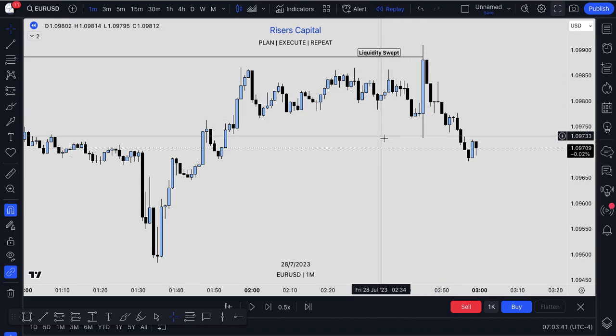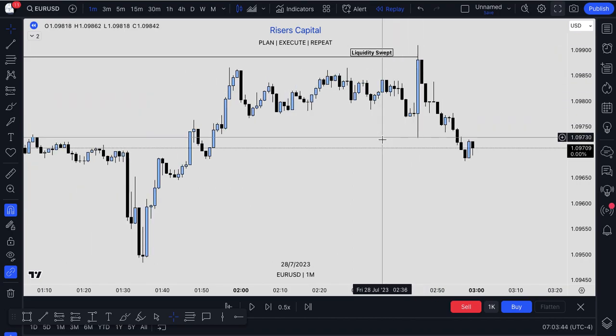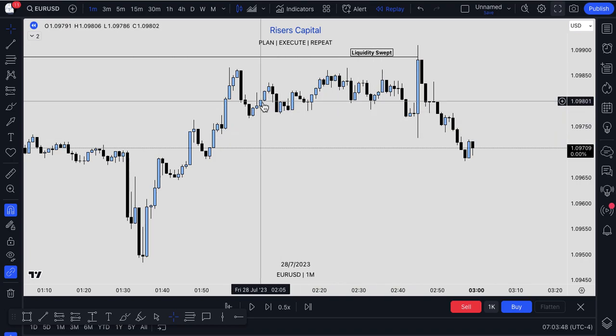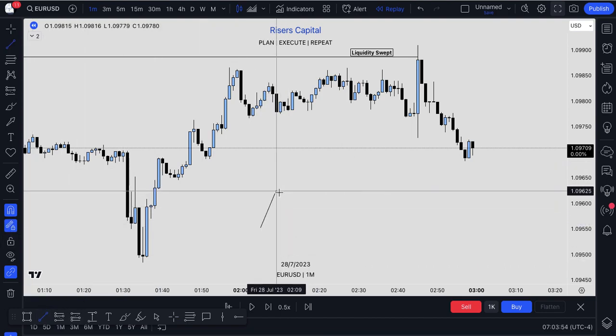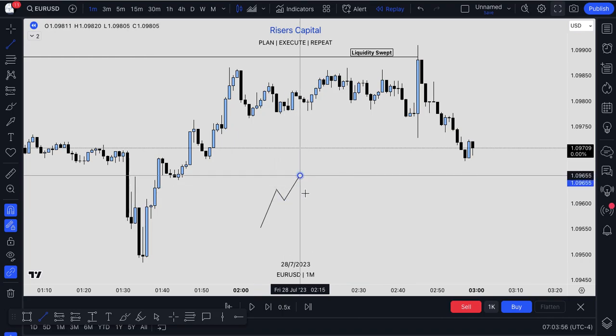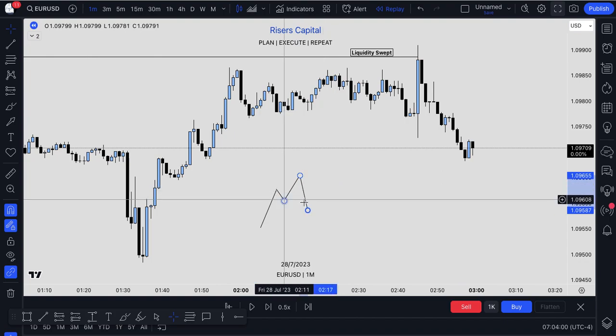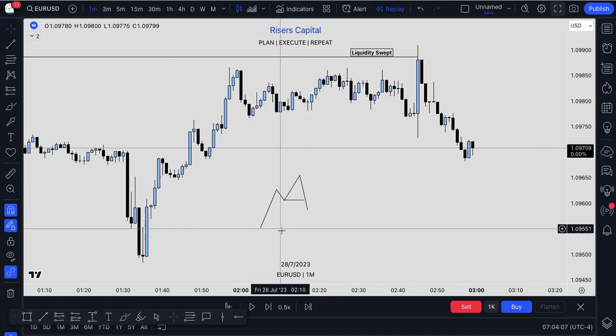And then now what do we want to see? We want to see confirmation to actually sell, because we're not just going to sell blindly, are we? And what's our confirmation? Well, we have to wait for a market structure shift. What's a market structure shift? If price is moving up like this, and we break a swing low that created a swing high, this here, that here is our market structure shift.